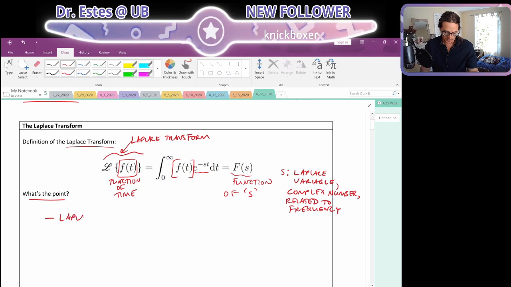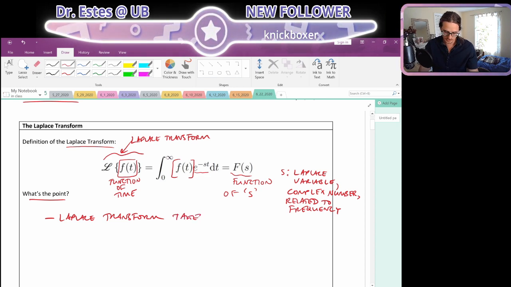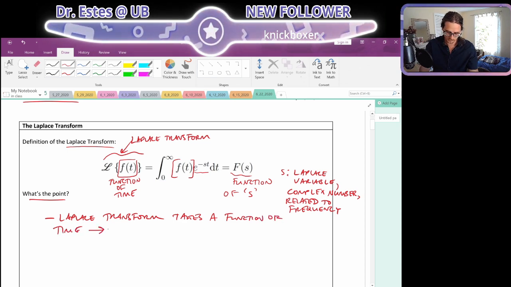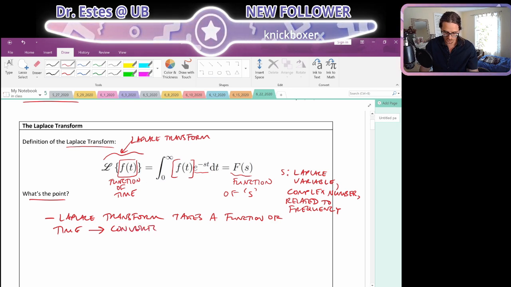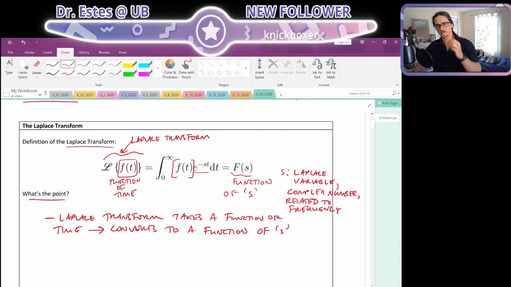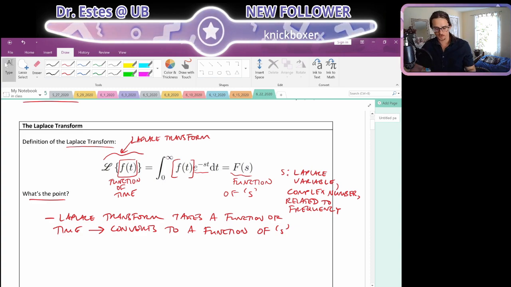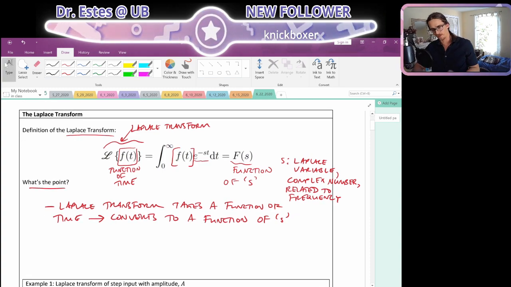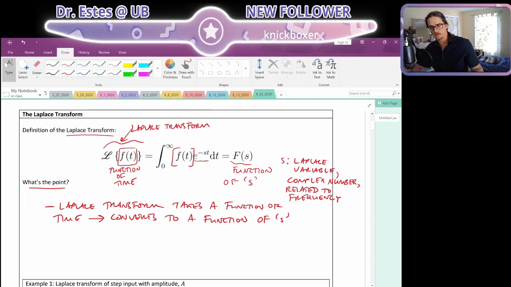Let's talk about what this is doing. A Laplace transform takes a function of time and converts it to a function of s. This is really nice, and we're going to do this later on when you take the Laplace transform of a differential equation.